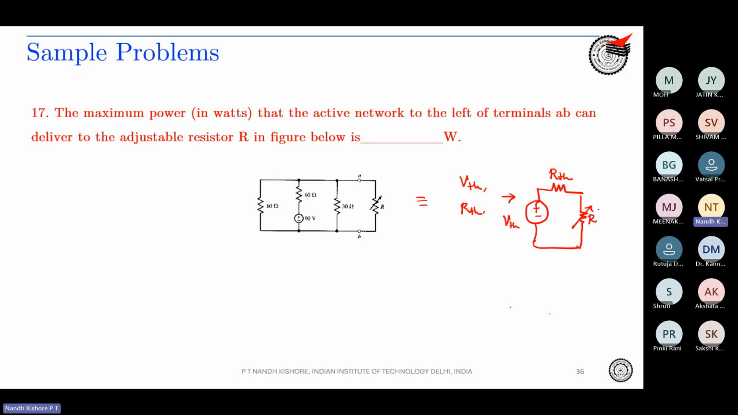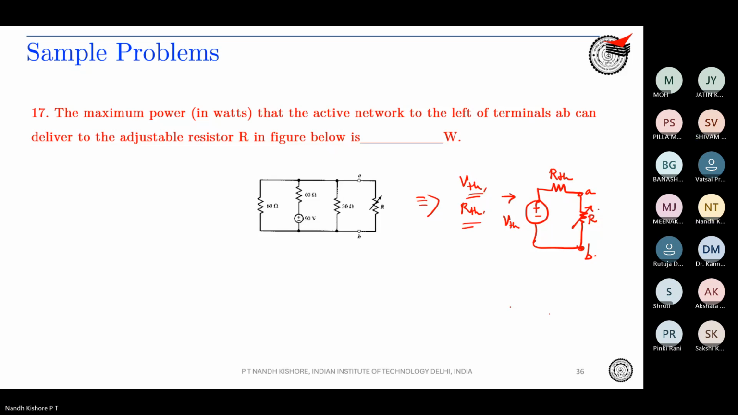Am I correct? This is the theorem of maximum power transfer, right? We find out V Thevenin, R Thevenin. You simplify the entire network as V Thevenin in series with R Thevenin, and that is basically connected to your load resistance. We just need to find out what is V Thevenin and R Thevenin.